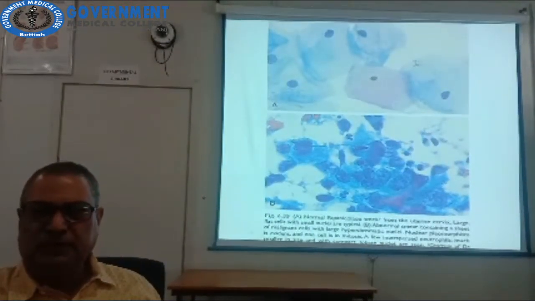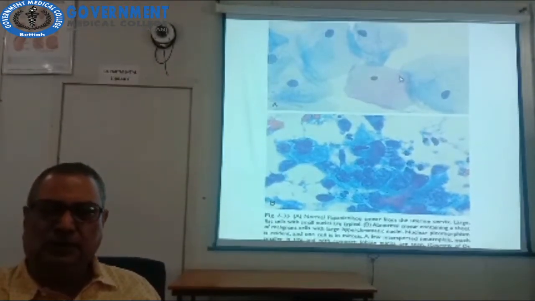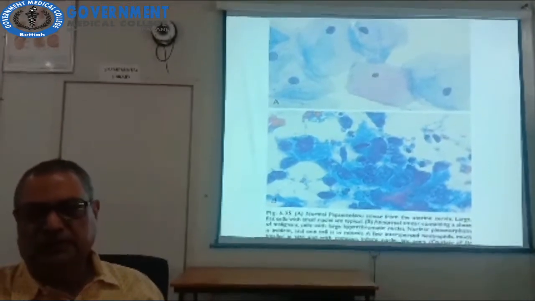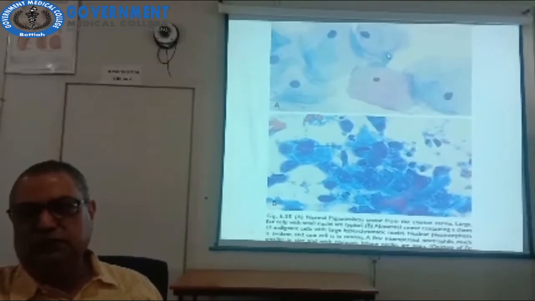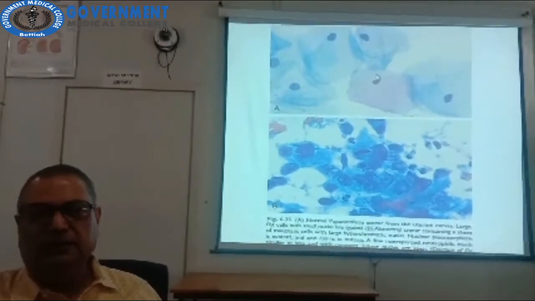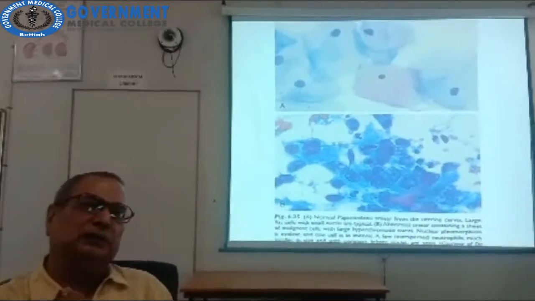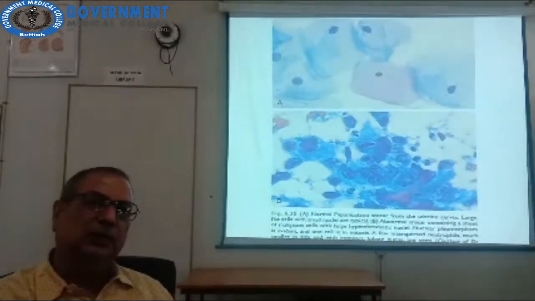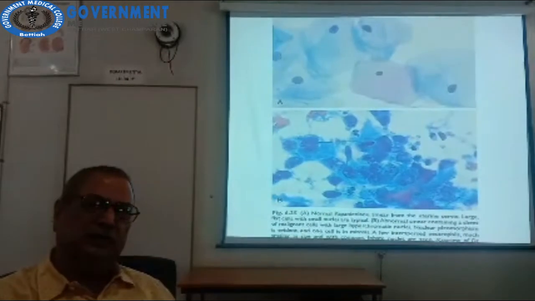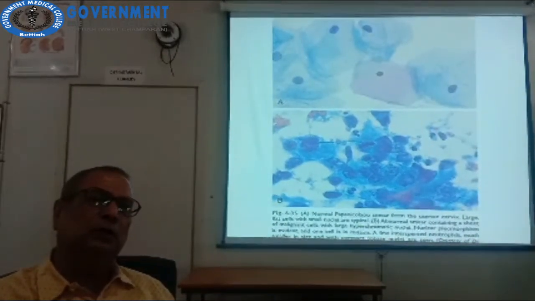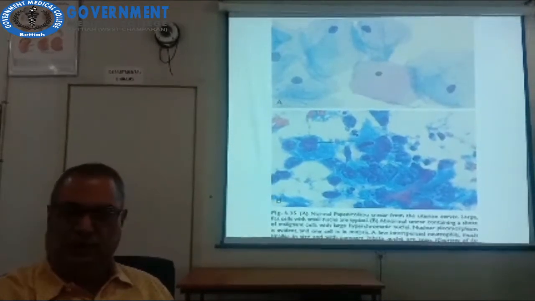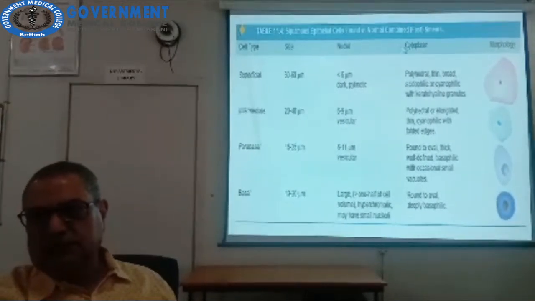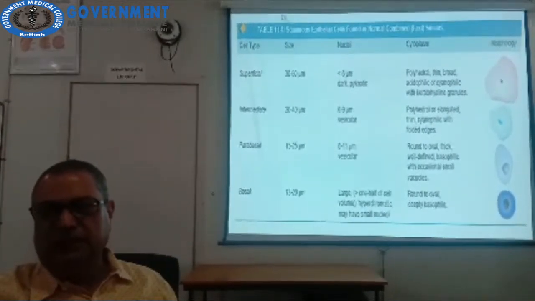Then exfoliative cytology. In the exfoliative cytology of the cervical smear, this is superficial cells, the basal cells. The exfoliated cells are divided into basal cells, parabasal cells, intermediate cells, and superficial cells. Intermediate cells are also called navicular cells or boat-shaped cells. So this is in exfoliative cytology of the cervix.